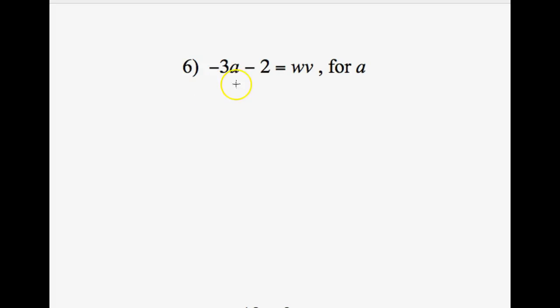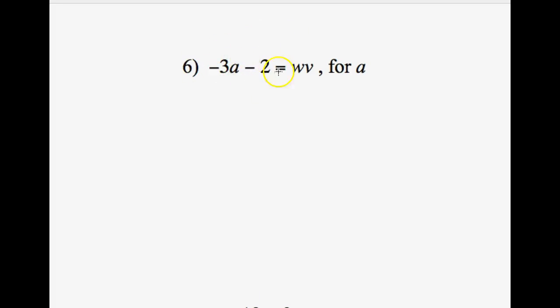We have negative 3a minus 2 equals wv. Solve it for a. This is very typical of problems that we've been doing the last few weeks. It's just that we now have extra variables. Instead of just having one variable, we actually have 3. And that's okay. Hopefully that doesn't stress us out too much. I'm trying to isolate this a, the negative 3a.